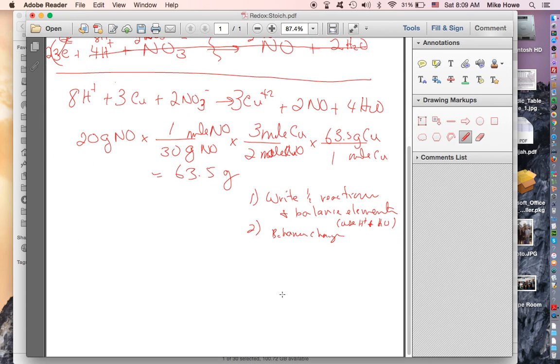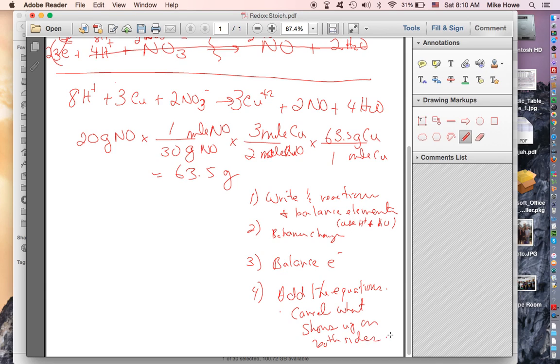Then the third thing you're going to do, after you balance the charge, is balance electrons. And then the fourth thing you do is add the equations, canceling what shows up on both sides. And there you have it.